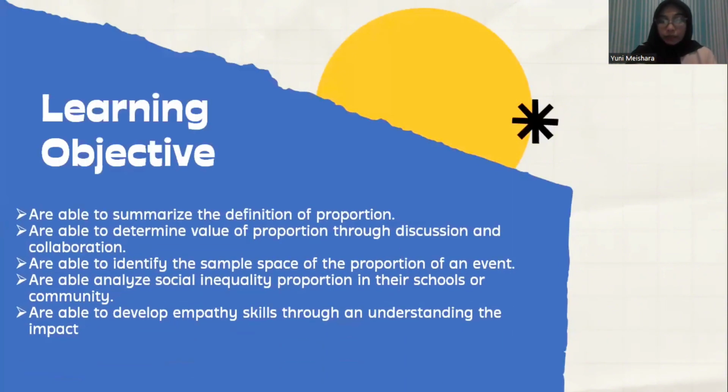The learning objectives of this material include: students are able to summarize the definition of proportion; students are able to determine a value of proportion through discussion and collaboration; students are able to identify the sample space of the proportion of an event; students are able to analyze social inequality proportion in their schools or community; and students are able to develop empathy skills through an understanding of the impact of social inequality.